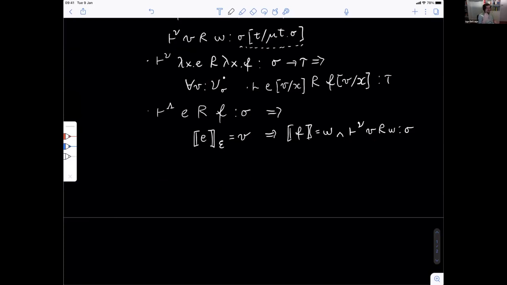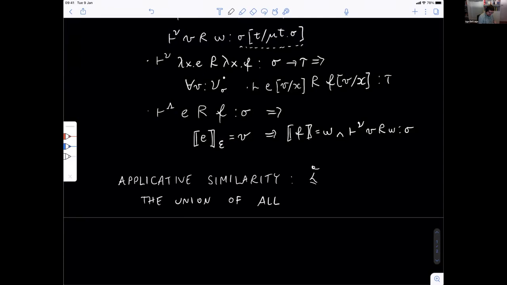Very good. And then, what's the actual relation, the relation you really want to use to compare programs? Well, the actual relation is so-called applicative similarity, which is denoted often this way, and it is just the union of all applicative simulations. So you just take the union of all of them, and remarkably, what you get is itself an applicative simulation. So it satisfies the condition we have just sketched.